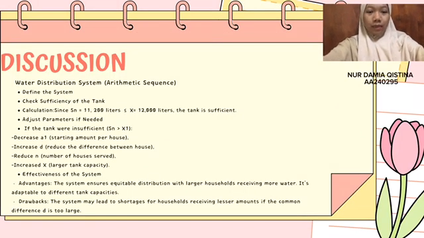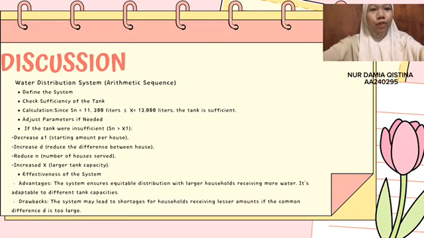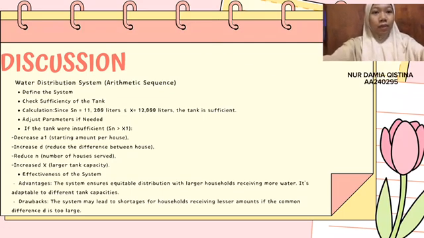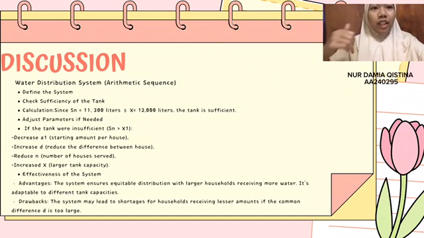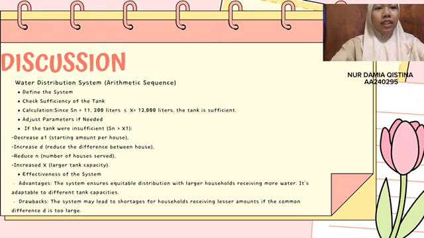Now we are on the discussion part. For the water distribution system, we use an arithmetic sequence. The first step is to define the system. Second, check the sufficiency of the tank. Third, calculation using Sn, using the formula. The fourth step is to adjust parameters if needed. And fifth, if the tank is insufficient, we have to decrease A1, or increase D, or reduce N, or increase X. The last step is the effectiveness of the system.